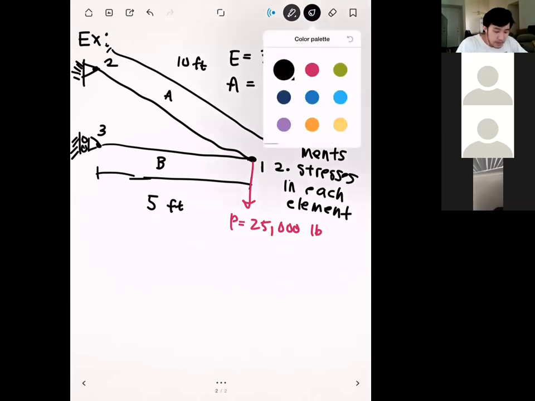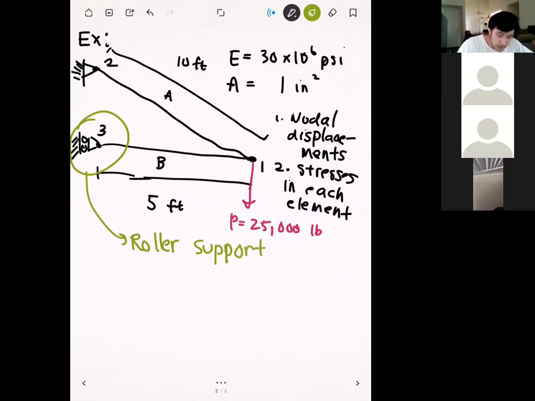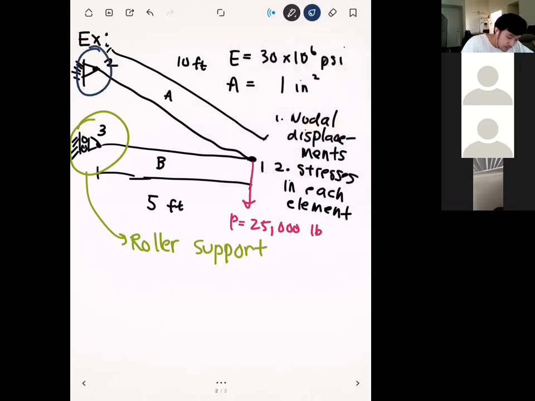Okay. This is a pretty standard 2D truss problem. We basically just have 2 elements and 3 nodes. Where this is different from the last one is this guy right here. Instead of a pin support, which is going to knock out both of the directions of the displacement, we have a roller support, which is only going to prevent displacements in one direction.